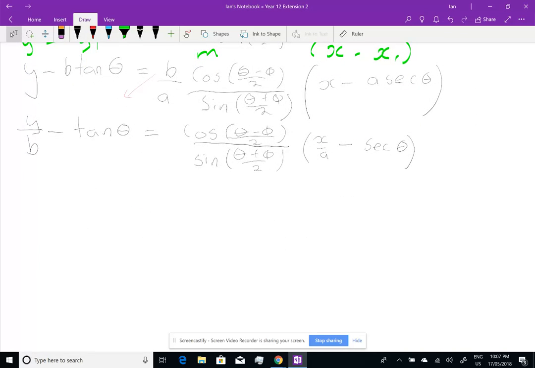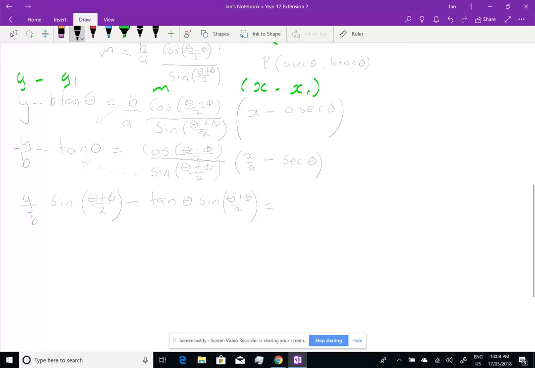Now, I'm going to take this sine theta and I'm going to multiply it across over here. I'm going to multiply that cos theta through there. So let's see. I'm going to get y on b sine theta plus phi on 2, all right, minus tan theta sine theta plus phi on 2. There's my left-hand side.